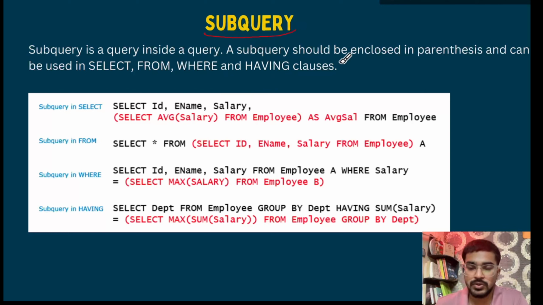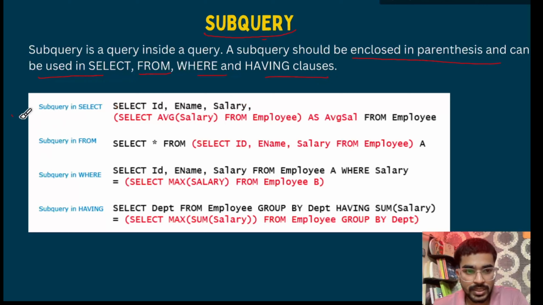Just like you have seen nested loops, so loops inside loops, that is called nested loop. But query inside a query is called subquery. So what happens, a subquery should be enclosed in parentheses and can be used in select, from, where and having clauses. So I can show you different kind of example that I have curated here.